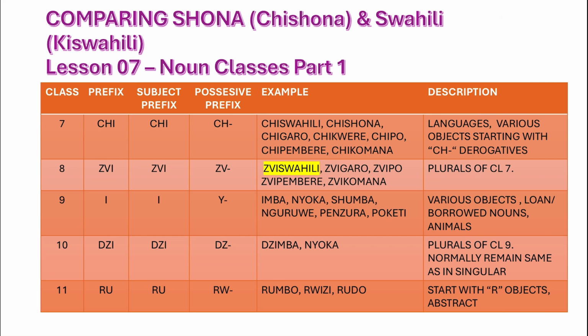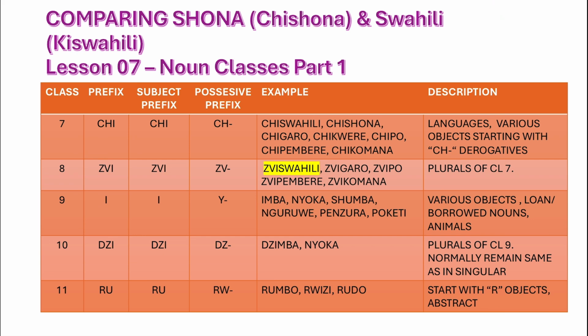The plural is in class 8, zhi. Zhi Swahili, normally you don't say zhiSwahili. Zhigaro will be the plural of chigaro. Zhipo will be the plural of chipo. Zhipembere will be the plural of chipembere. Zhikomana will be the plural of chikomana.